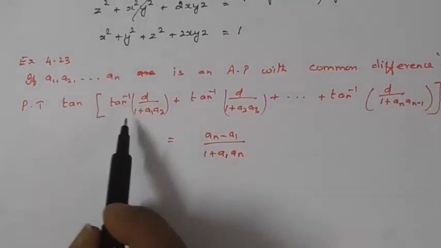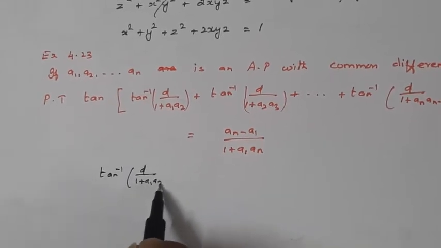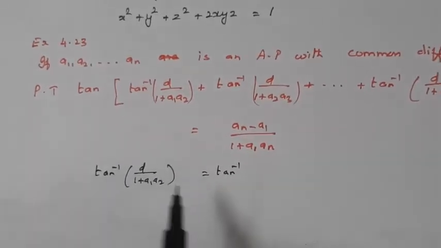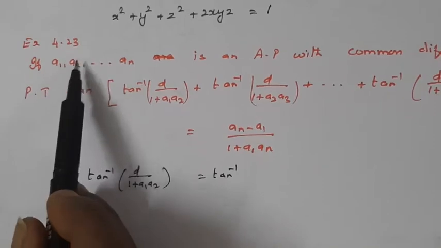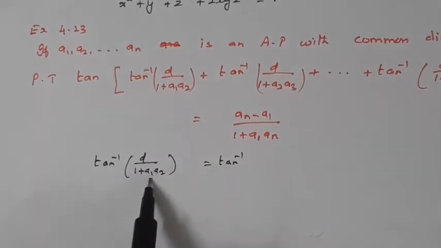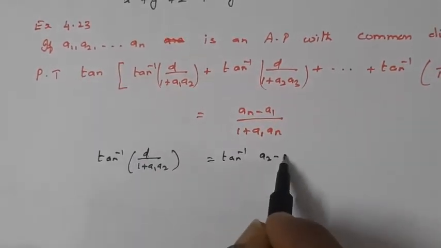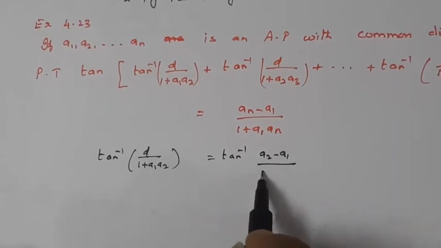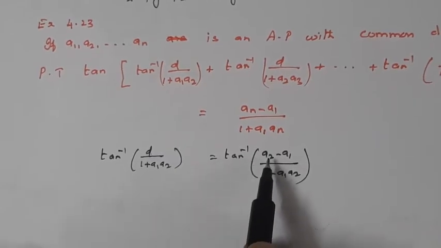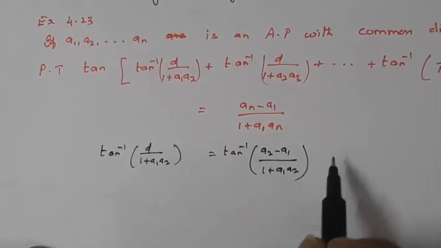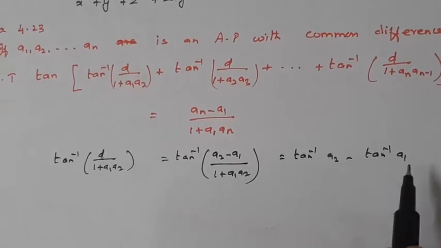So, let us take the first term here, tan inverse of d divided by 1 plus a1 a2. Since d is the common difference, we can express d as a2 minus a1, a3 minus a2, etc. As the denominator involves a1 and a2, let us represent d as a2 minus a1, as it is a common difference. So, a2 minus a1 divided by 1 plus a1 a2. Now look at this, it is of the form tan inverse of x minus y by 1 plus xy. So it is nothing but tan inverse of a2 minus tan inverse of a1 by the property.